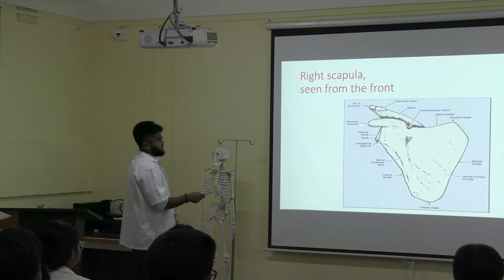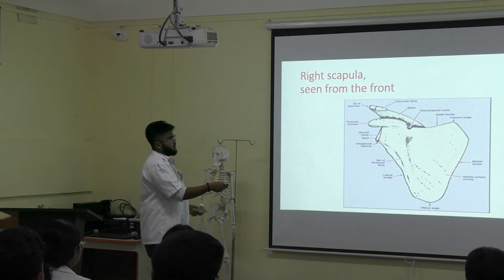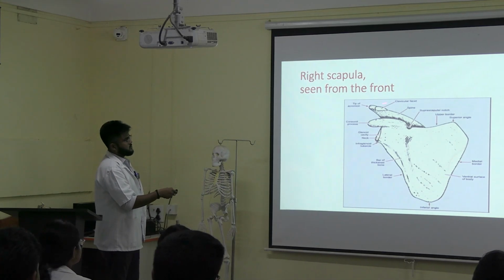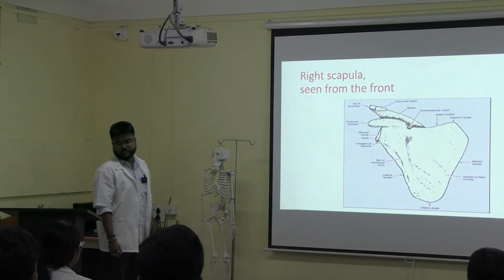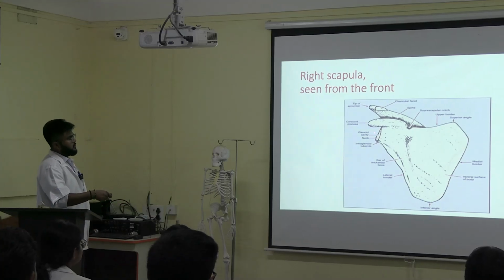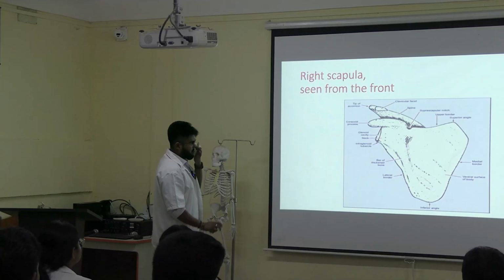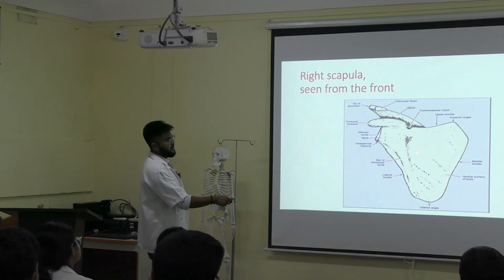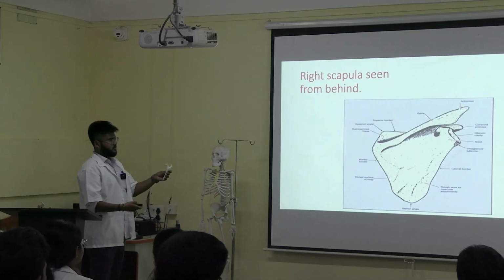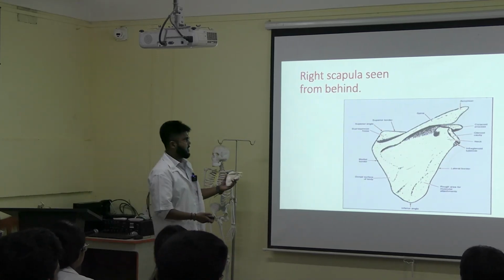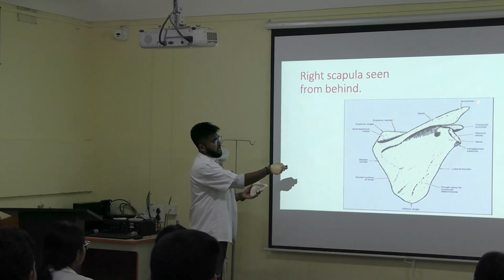Clear? There are three processes. This one is your coracoid process. This one is your acromion process. And this one is called the spine of the scapula, or spinous process. Next, this is called the glenoid cavity. Here you only need to remember these things. So this is the ventral or anterior surface. Next, the posterior one. This is called the spine of the scapula, which continues to your acromion process.